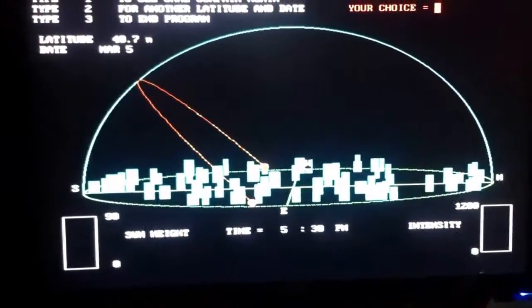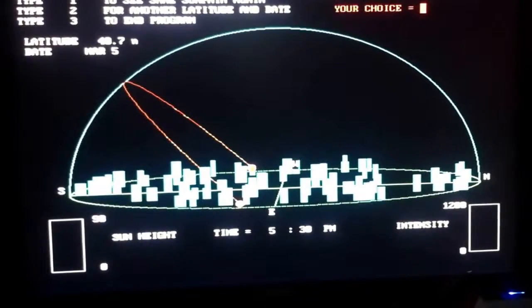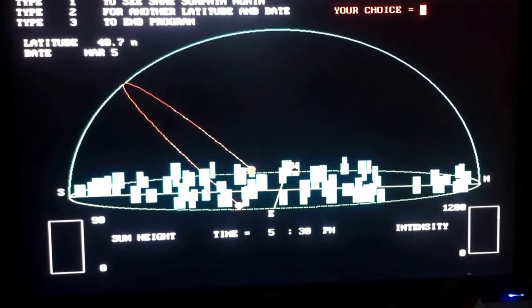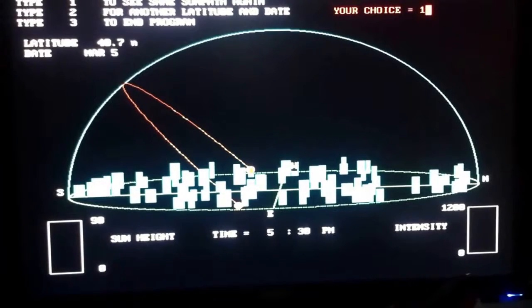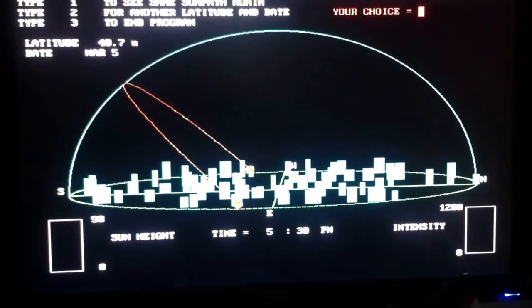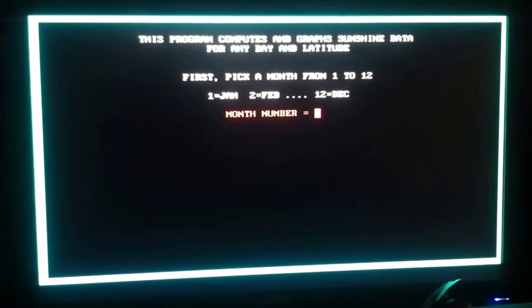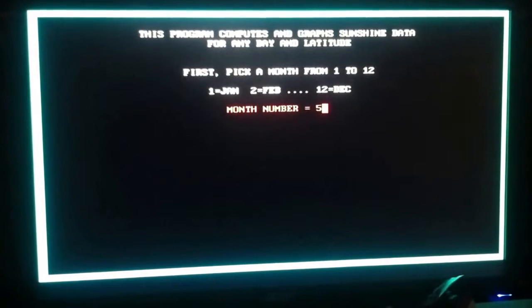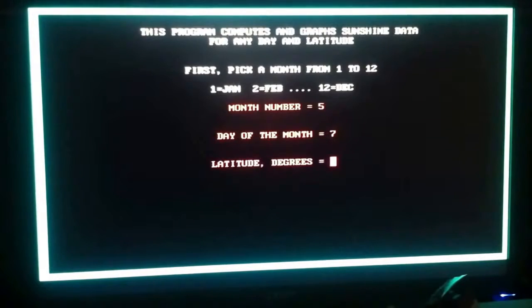Now, how would you compare the path of the sun on December 5th to the path of the sun on March 5th? Okay, so let's just repeat the path of the sun again. Let's look at the path of the sun on the current date. Okay, so the month is May, and the current date is the 7th.